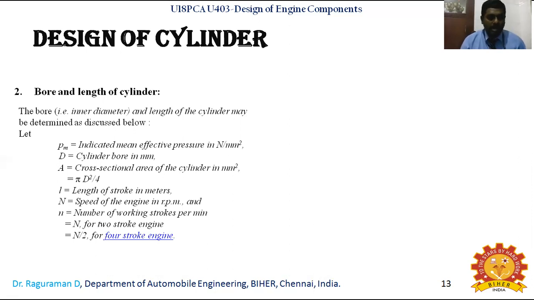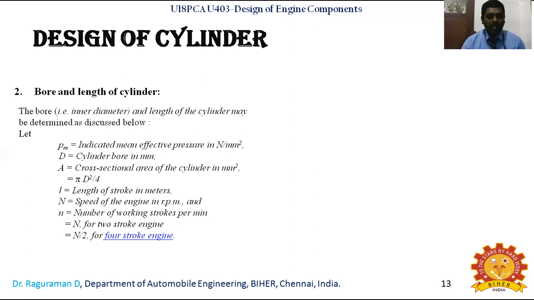So now you are again considering these notations. P suffix m means the mean effective pressure in Newton per mm square, capital D is the cylinder bore in mm, and capital A is the cross sectional area of the cylinder in mm square. Usually it is a circular cross section only. The cylinder and piston assembly is a circular one, so the circular cross sectional area is pi D square by 4, otherwise pi r square if you are calculating it with the radius.